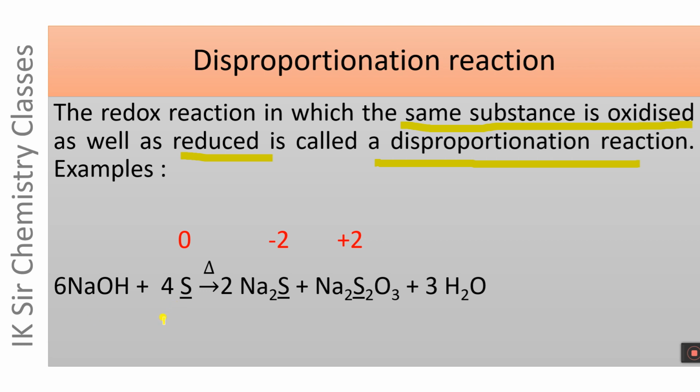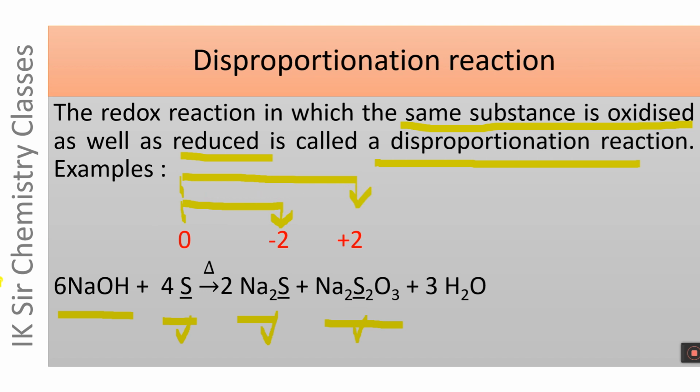When sulfur is heated with hot and conc NaOH solution, sodium sulfide and sodium thiosulfate are formed. The oxidation number of sulfur on the reactant side is 0 because it is in free state. In sodium sulfide, the oxidation number of sulfur is -2, while in sodium thiosulfate, the oxidation number of sulfur is +2. Thus, we see that sulfur is reduced from 0 to -2, as well as sulfur is oxidized from 0 to +2, and hence it is a disproportionation reaction.